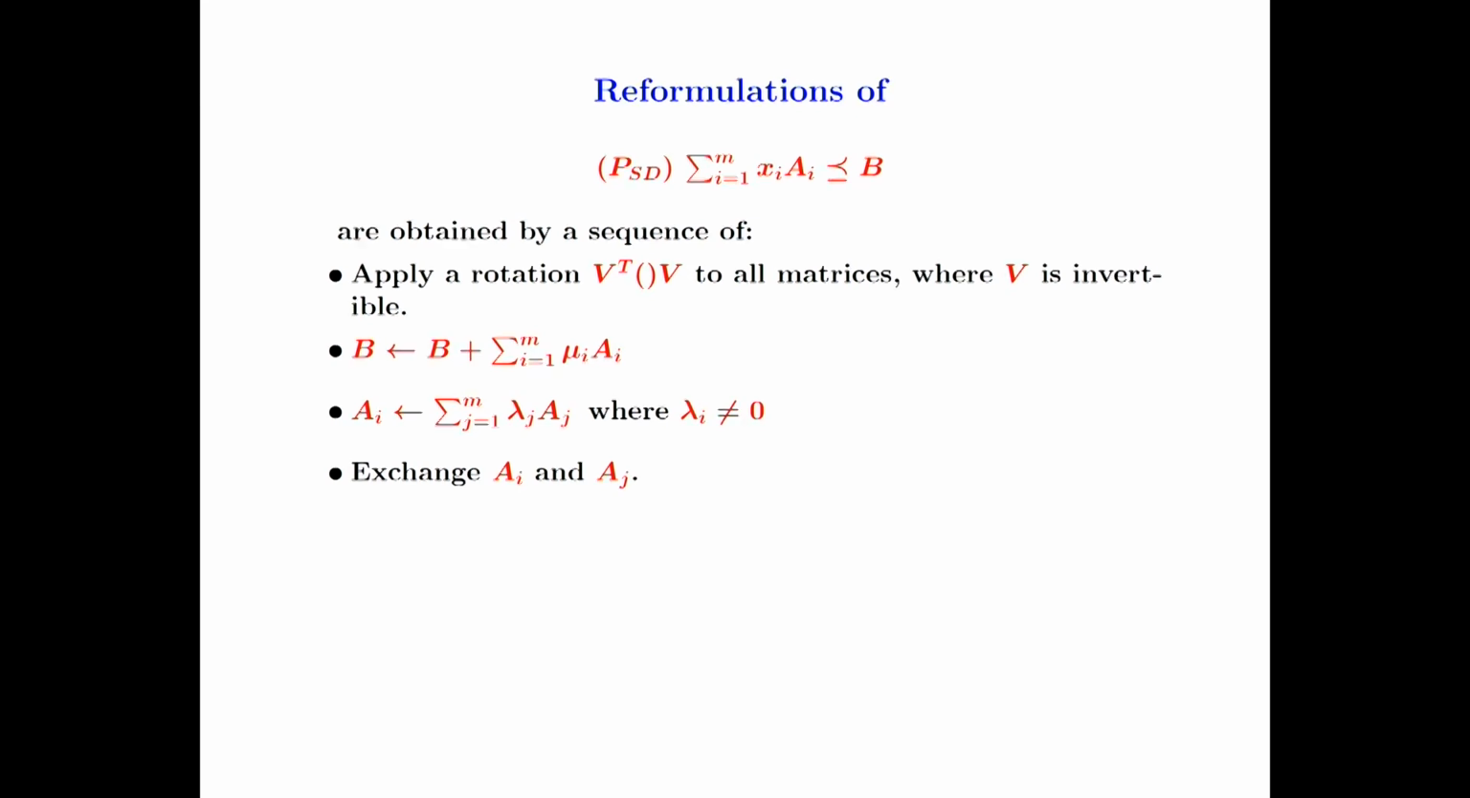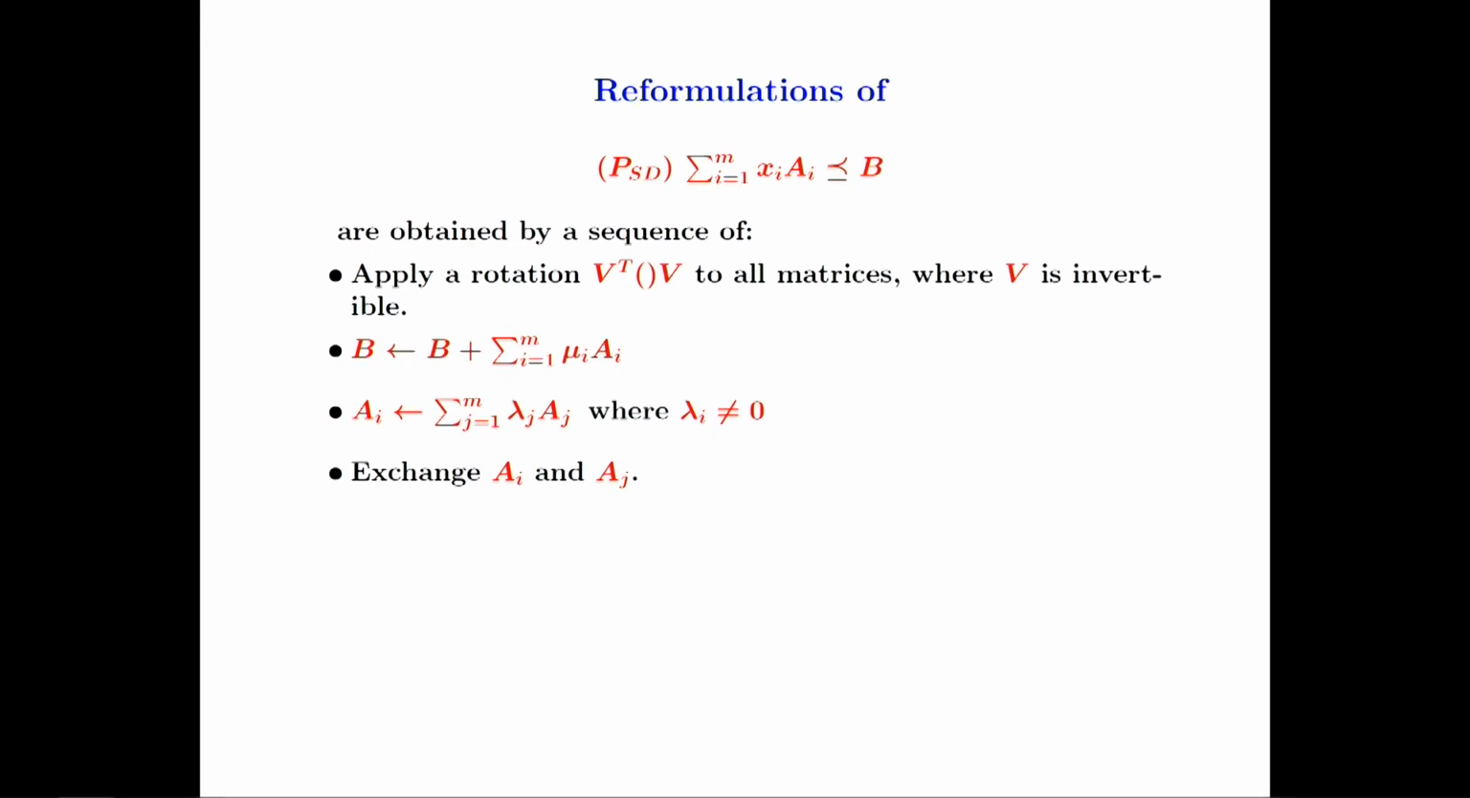And for that, I'm going to reformulate this system. I'm going to do a bunch of operations which obviously keep it in the same behavior as it was before. So the first one, I can apply a rotation to a matrix. So I can apply a similarity transformation to all AI and B. That doesn't change the behavior.